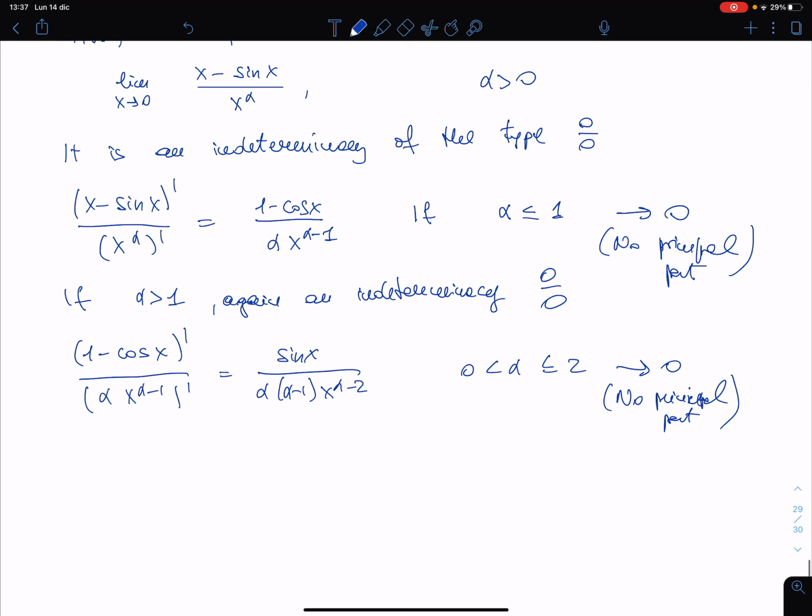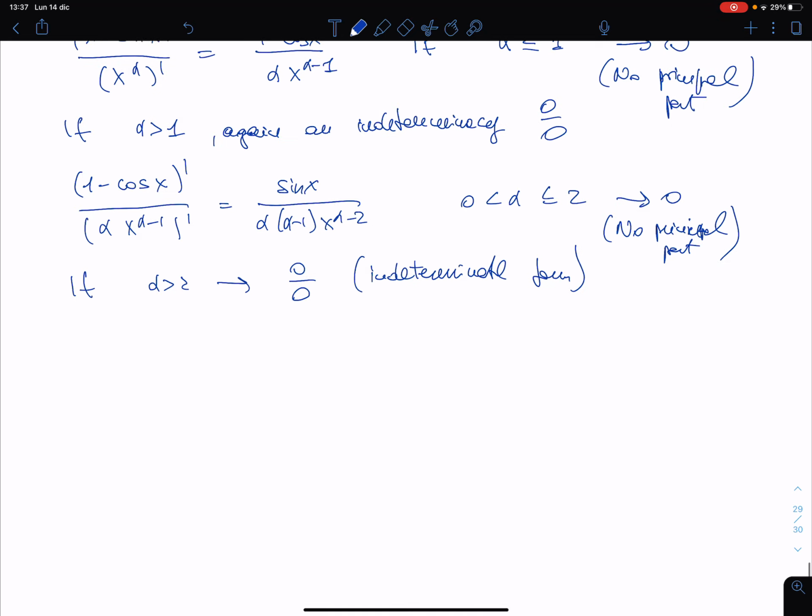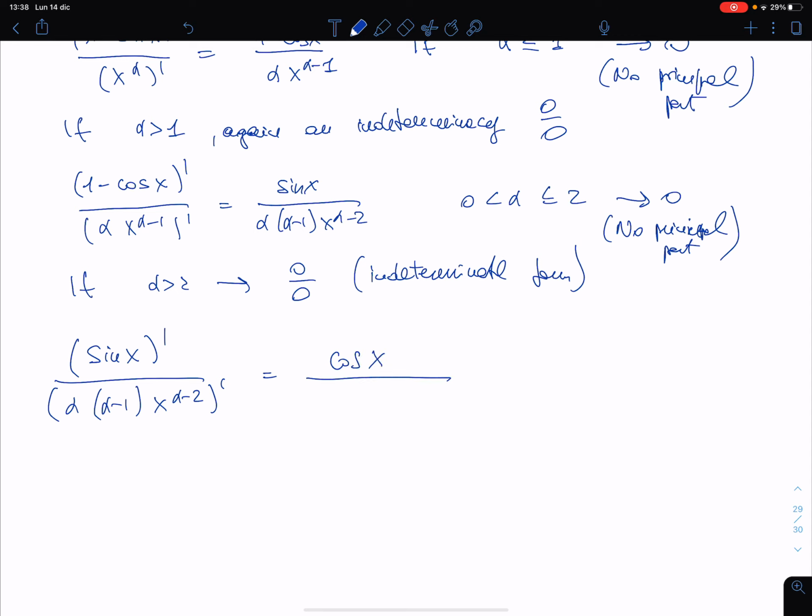And again, if alpha is larger than 2, then again we have an indeterminate form. Then we differentiate again. So sine of x prime divided by alpha minus 1, x to the power alpha minus 2 prime. We end up with cosine of x at the numerator, and here alpha minus 1, alpha minus 2 times x to the power alpha minus 3.